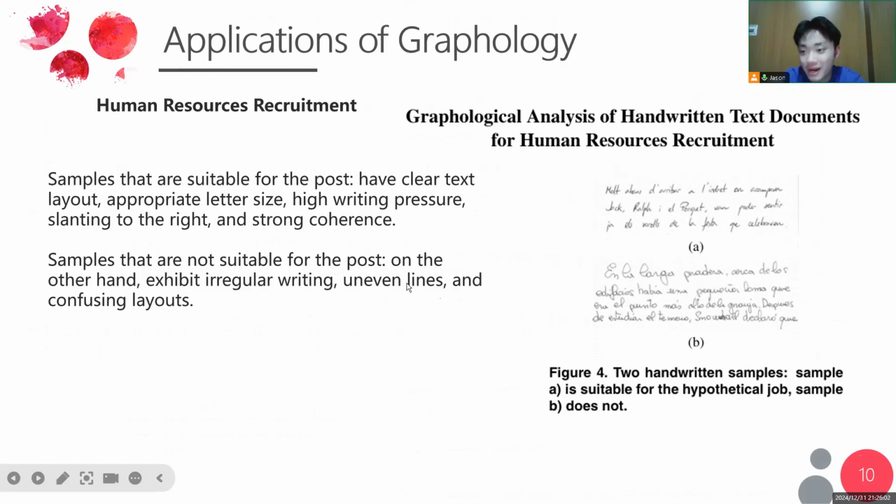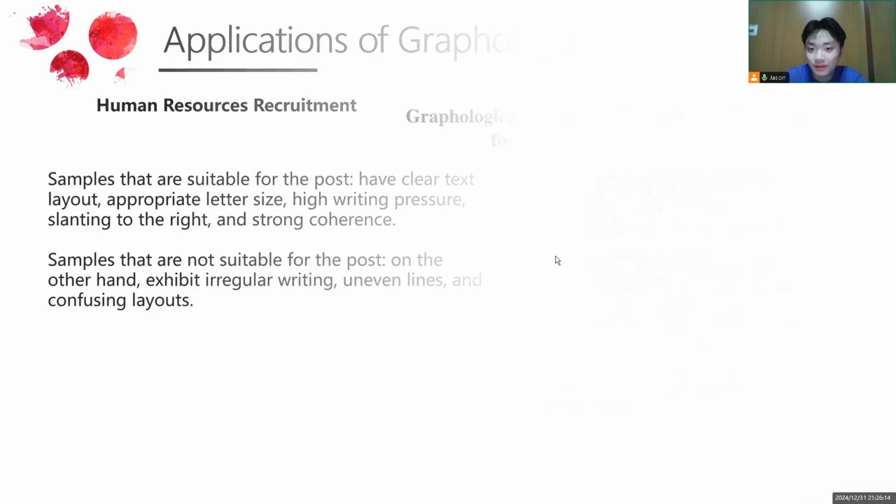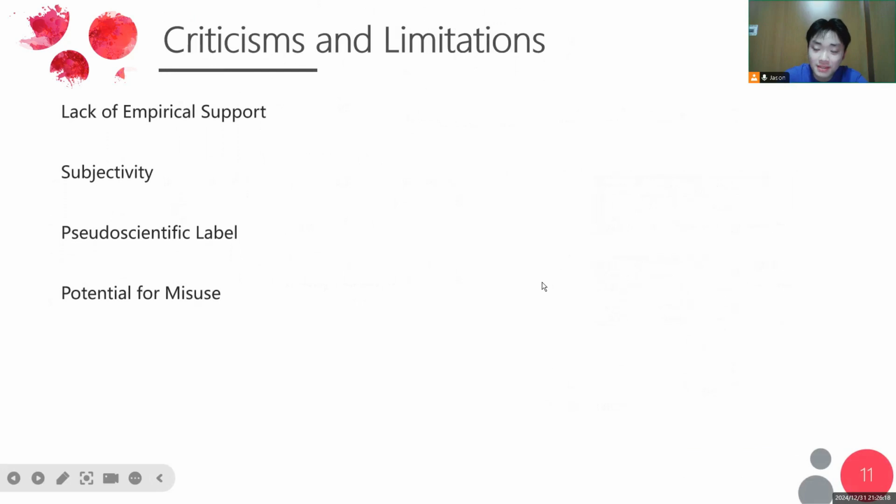So if you write better, you can meet the requirements of the company that you are in. Okay, and shortcomings. It's always being criticized for a lack of empirical support, being very subjective, carrying a pseudo-scientific label, and the potential for misuse.